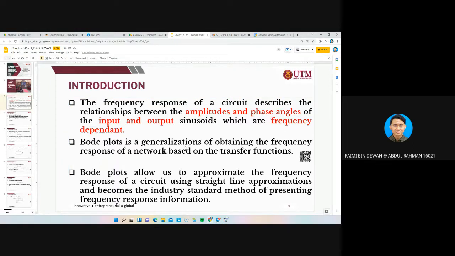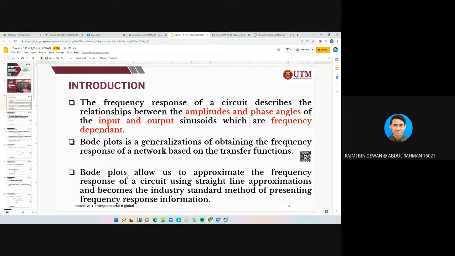Bode plot is a generalization of obtaining the frequency response of a network based on the transfer function. The transfer function is our H, which is when you multiply it with your input, you're going to have your output. So the one relating your input and output is your transfer function, the H.